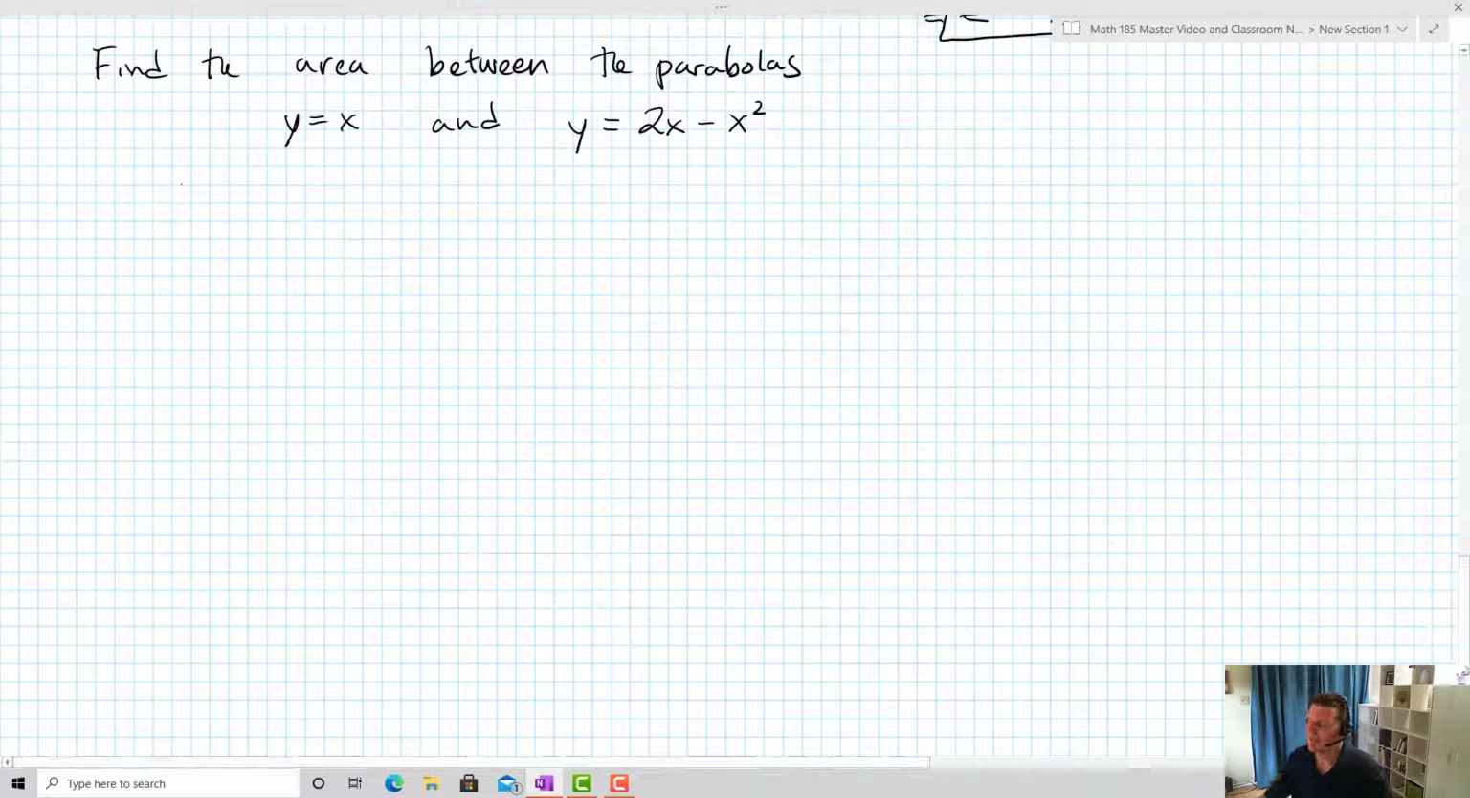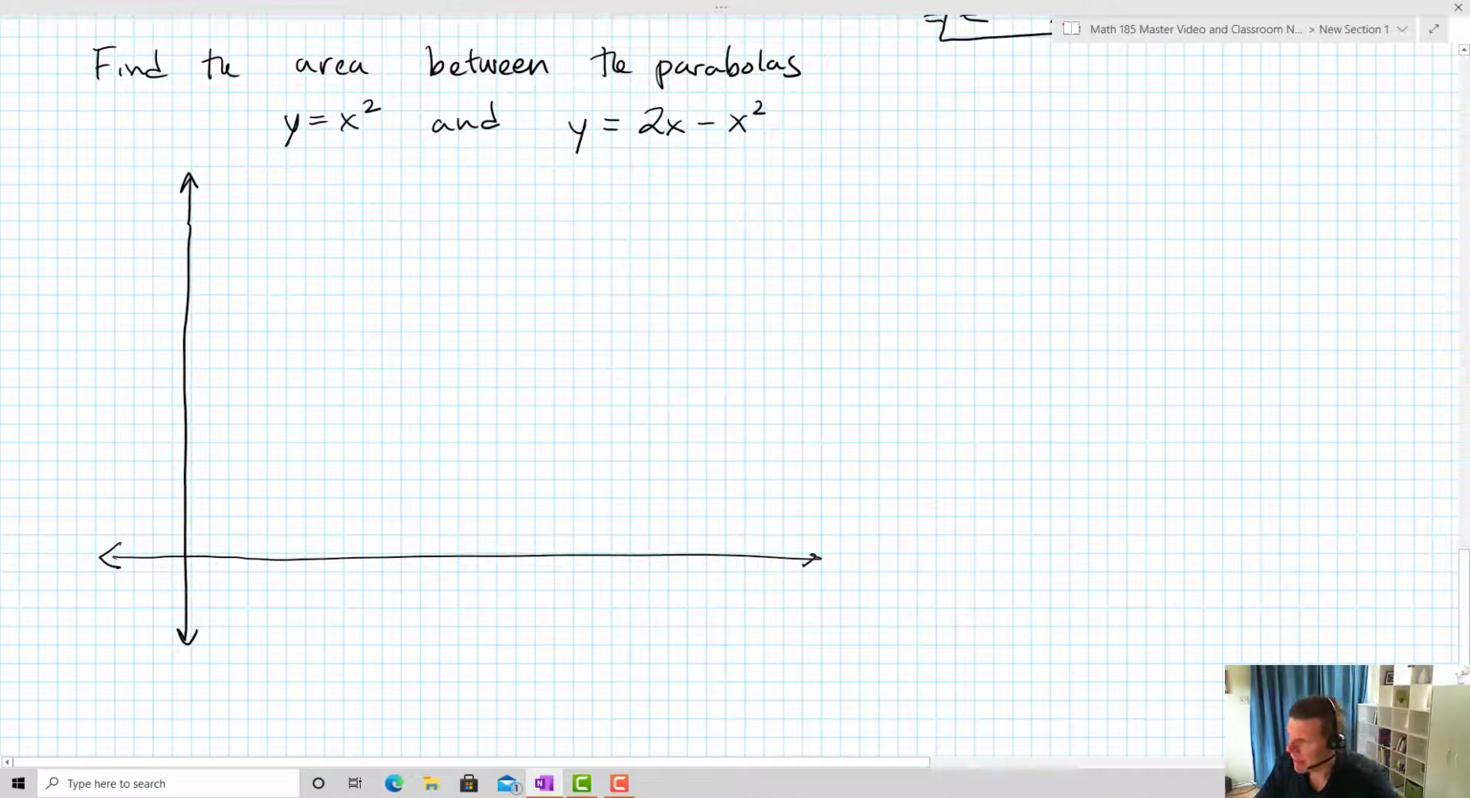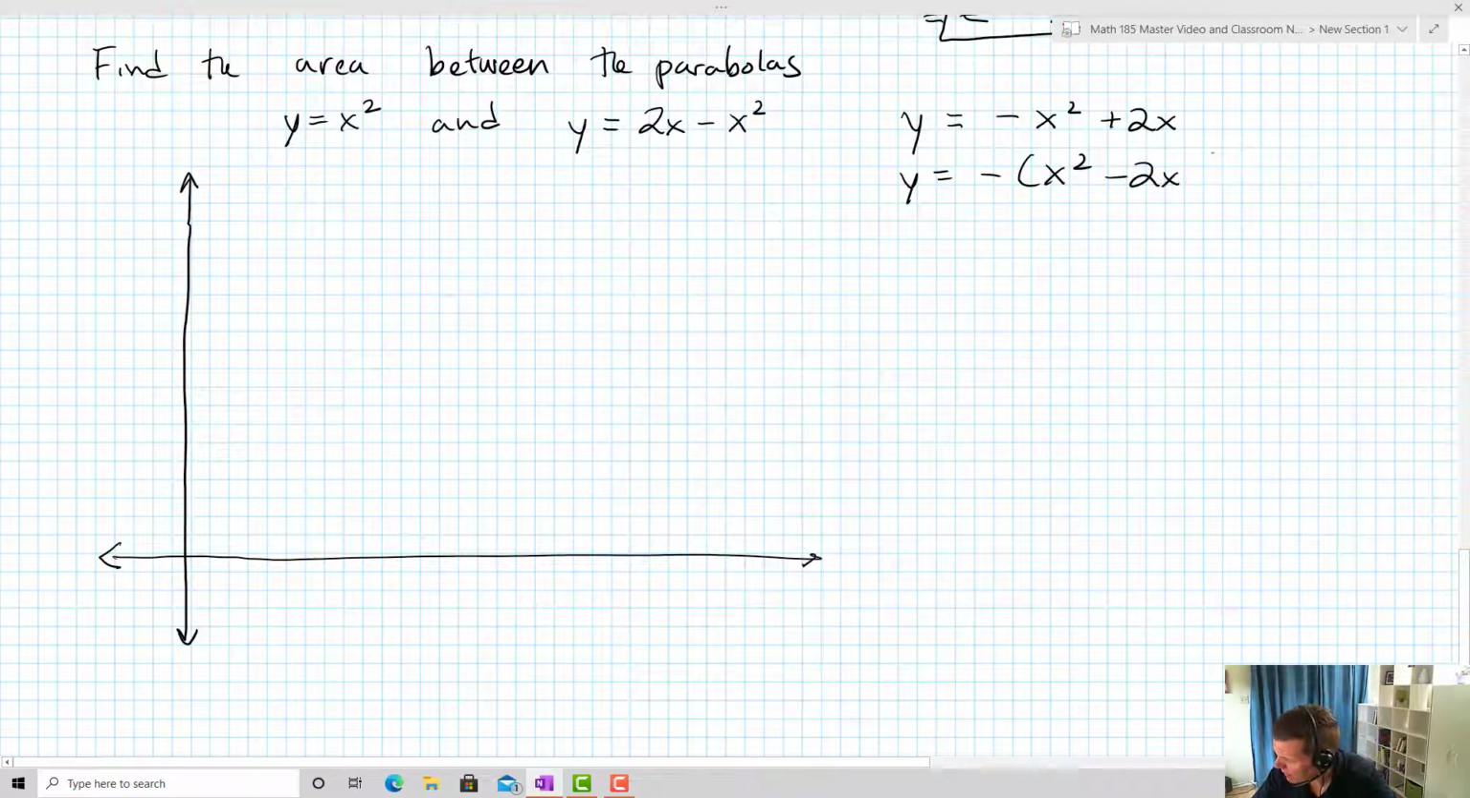So what we're going to do is first draw the two of these. We already know what y equals x squared looks like, so let's take a look at y equals 2x minus x squared. What I want to do is put it in some form that I can graph. So that's going to end up being y equals negative x squared plus 2x, and we'll get y equals negative, and this will be x squared minus 2x.